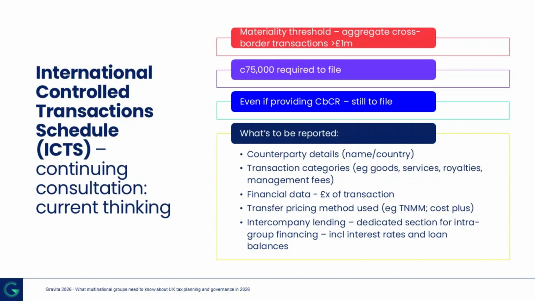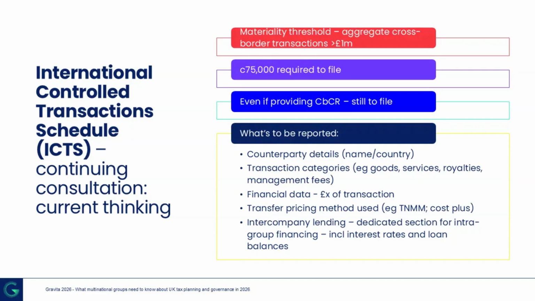As I said, you're going to look at the detail at the end of the day, but the consultation is suggesting there might be some sort of materiality threshold, perhaps an aggregate cross-border transaction in excess of £1 million. HMRC in their consultation document have suggested that there could be 75,000 companies that are going to be required to file under this. I hope you're not one of them.